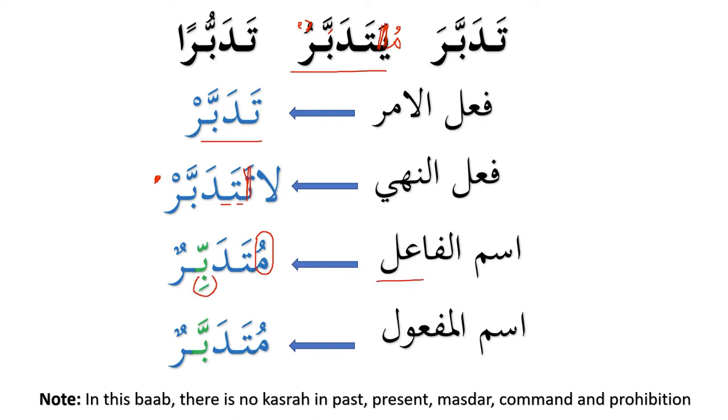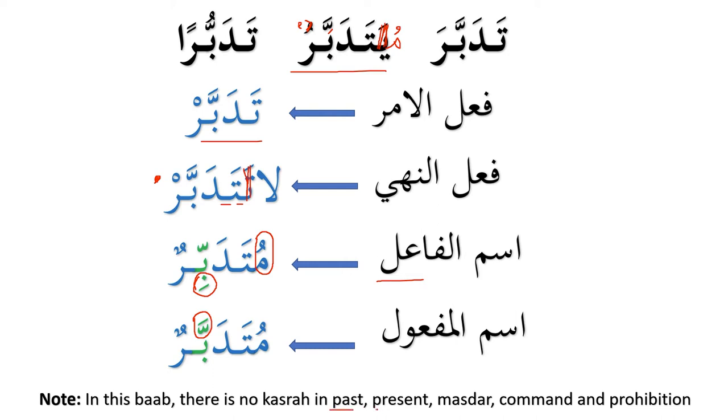The second last letter takes kasra. And ismul maf'ul, what happens? The second last letter takes fatha. And it is applicable to all the derived forms, starting from form number 2 up to form number 10. And as I mentioned in the beginning, in this bab there is no kasra in past.